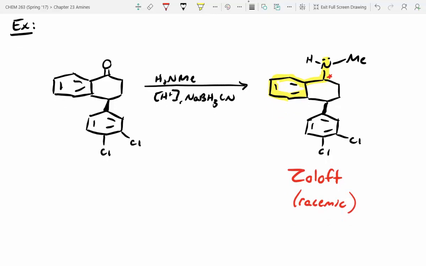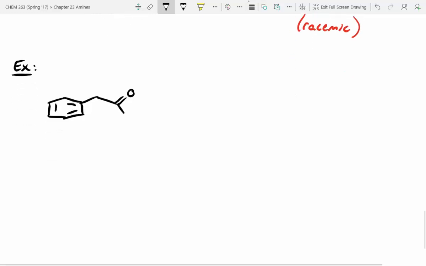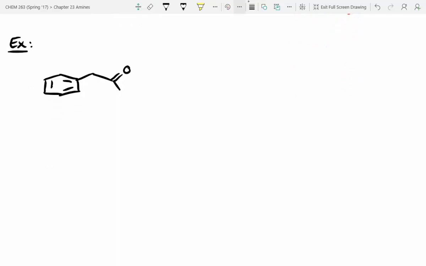So, I can't get in trouble for showing you this next one because it's in your textbook. But how many of you guys have seen Breaking Bad? All right, so I'll show you guys the Breaking Bad synthesis. What's the name of this compound?